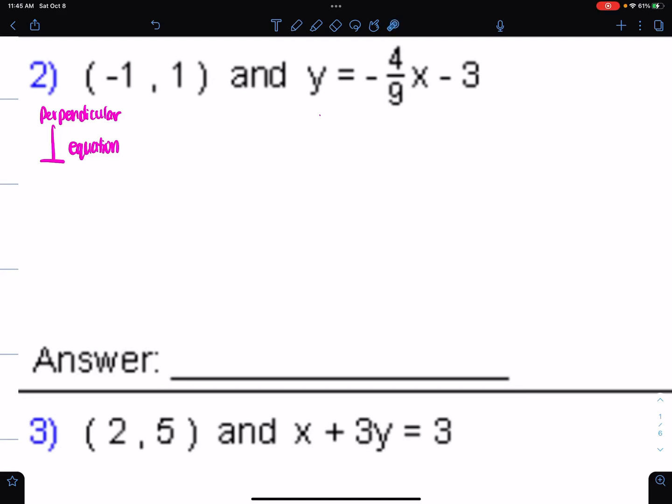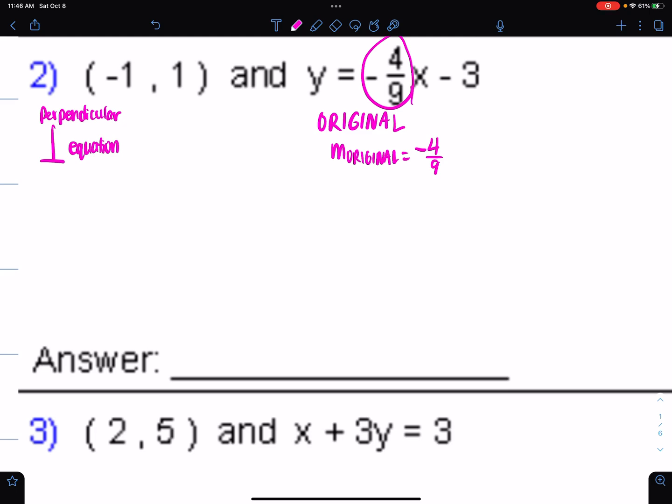Let's write the perpendicular equation, given this original line, and this perpendicular equation has to go through this point. So first of all, it's nice to see that this original equation is already in the slope-intercept form, y equals mx plus b. And so it's easy to find the original slope. The original slope is the number in front of the x, which is -4/9.